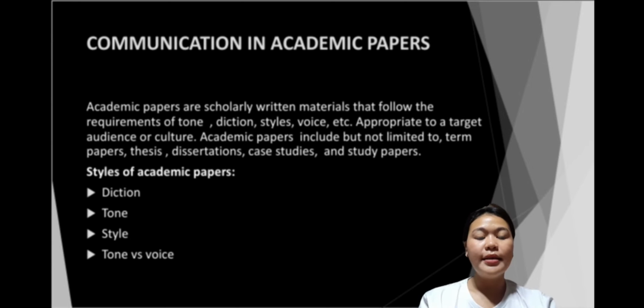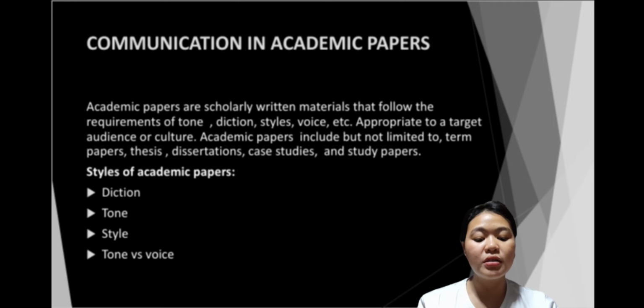Lastly, the second topic is communication and academic papers. Academic papers are thoroughly written materials that follow the requirements of tone, diction, style, voice, and so on, appropriate to a target audience or culture. Academic papers include but are not limited to term papers, theses, dissertations, case studies, and study papers. Additionally, academic papers have a style that includes diction and tone.